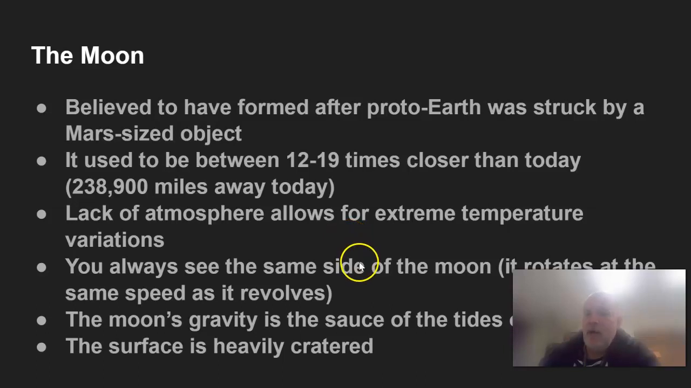It has basically no atmosphere, so it has a lot of temperature variation. The side that faces the sun is much hotter than the side that faces away. We always see the same side of the moon because it rotates at the same speed that it revolves around the planet, so we always see that same side. Its gravity is the source, not the sauce, of the tides on Earth, and the surface is heavily cratered.